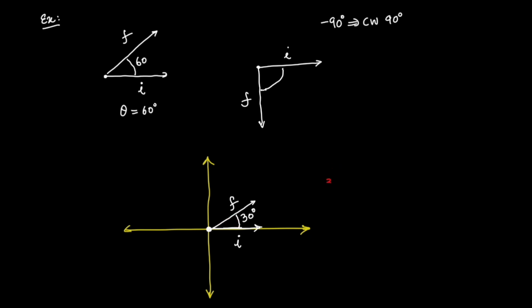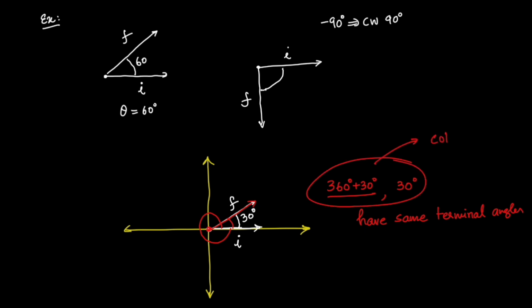Suppose for example, let's take 360 plus 30 degrees. 360 degrees means one full rotation. From there, an extra 30. 360 plus 30. Even for 360 plus 30 degrees, I would have this one as the terminal position. Meaning 360 plus 30 degrees and 30 degrees have the same terminal positions. So whenever we have such angles with the same terminal positions, we call them coterminal angles. As the name suggests, coterminal angles means angles having the same terminal position.